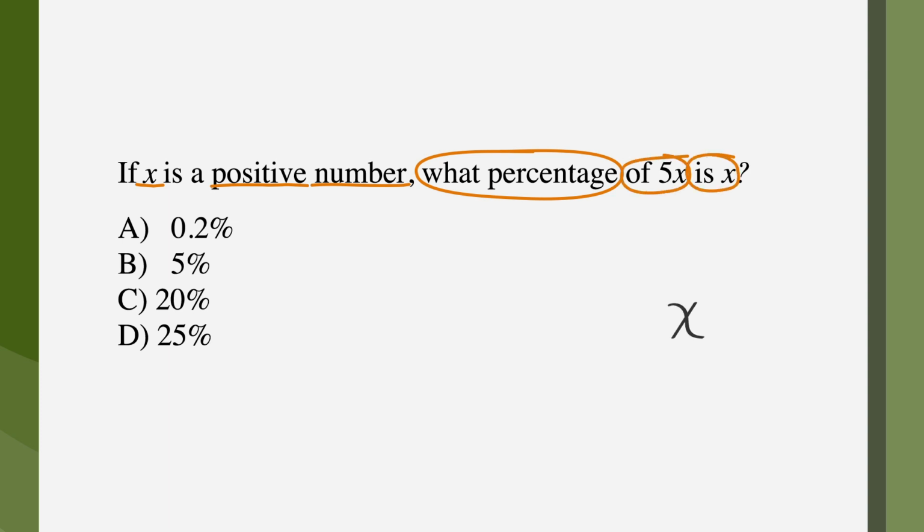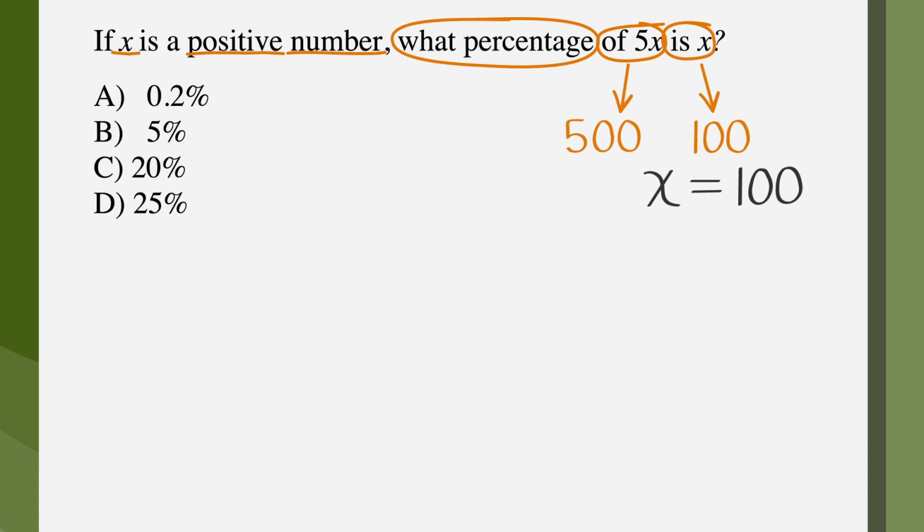Now, all we know of x is that it's a positive number. This means we can pick a number for x. 100 is usually a good number to use when working with percentages. So let's set x equal to 100. Doing the multiplication, we're left with what percent of 500 is 100. We need to turn this into an equation, turning what percent into p over 100, and turning of 500 into multiplication. And finally, is 100 becomes equals 100 to get p over 100 times 500 equals 100.